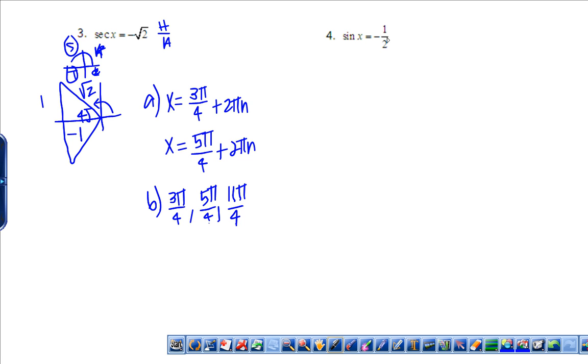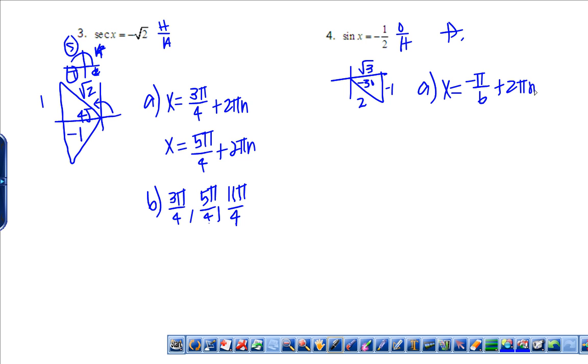And my last one is opposite over hypotenuse. This is a negative value, so it looks like it's going to be built down in the fourth quadrant. Opposite over hypotenuse is 1 over 2, so it looks like this side is going to be root 3. This 1 is going to be negative, so this is going to be negative 30 degrees. So for A, I'm going to say x equals negative pi over 6 plus 2 pi n.